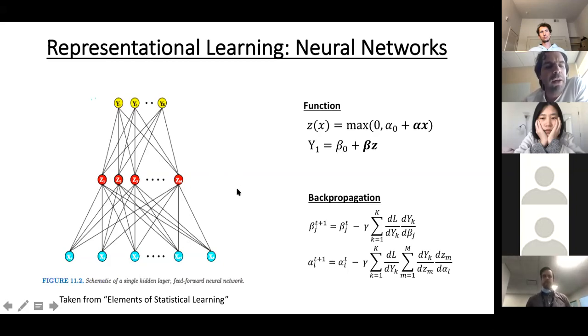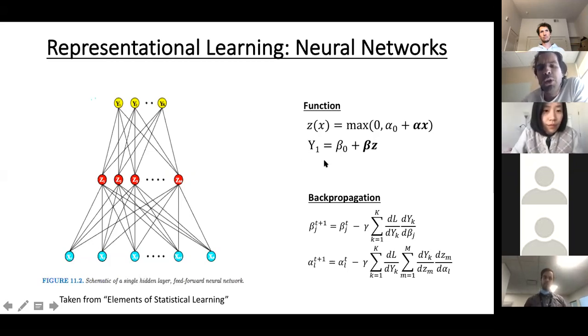Now, neural networks are a representational learning algorithm because they get the input variables, and these input variables are transformed into a hidden state. This new representation of variables is the one used to make predictions later on, and that's why it's called a representational learning algorithm.